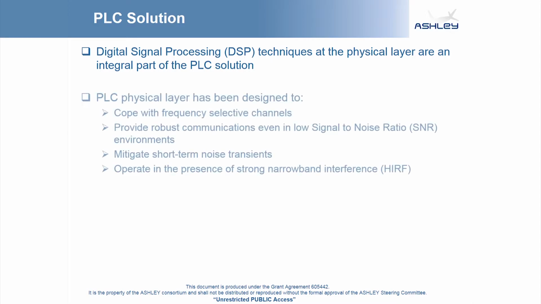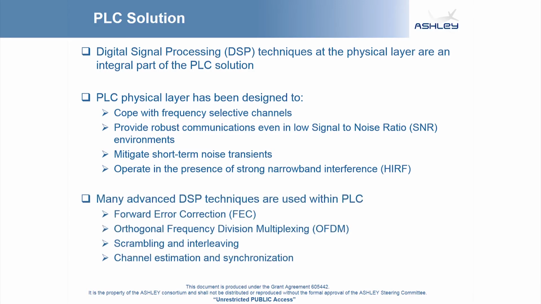The PLC physical layer has been designed to cope with the fact that part of the spectrum of the PLC signal may be severely attenuated, provide robust communications even when the power of the received signal level is not much more than the noise power, mitigate short-term noise transients that may occur, and operate even when very strong narrowband interfering signals may be present, such as is the case with HERF.